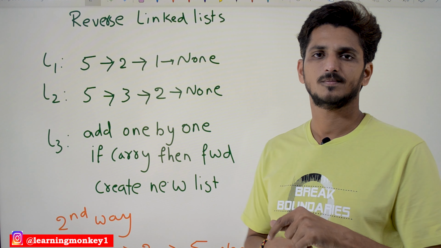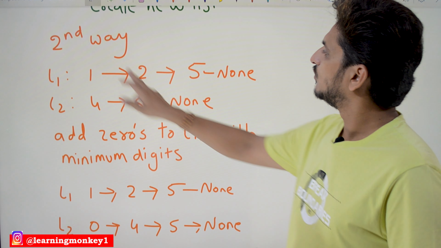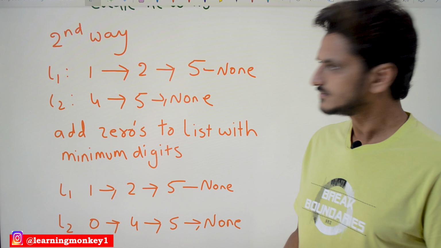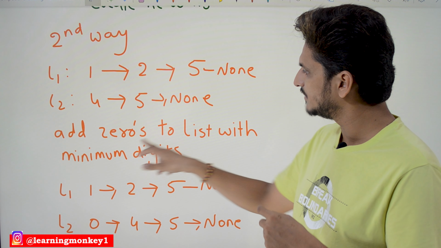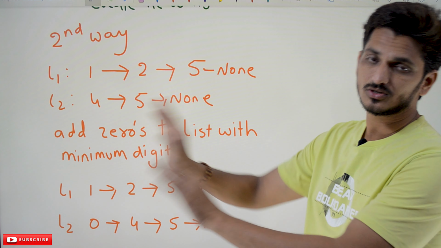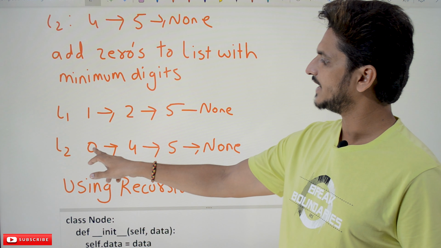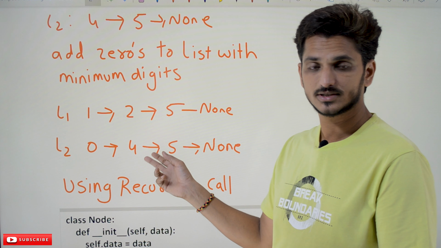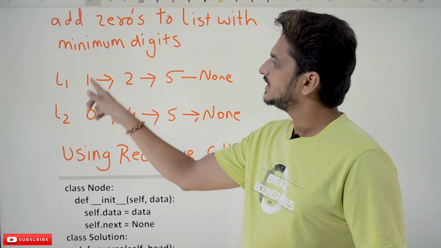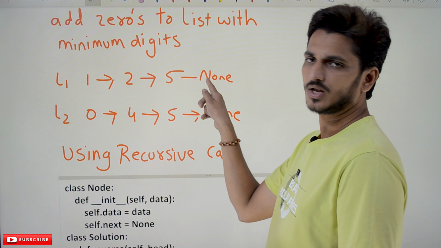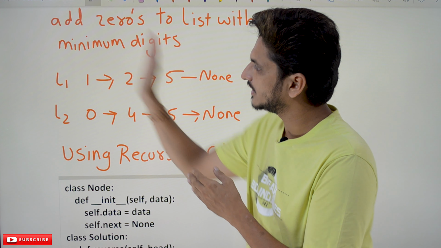The second way is also important in linked lists. See, 125 and 45. In 125 how many digits are there? 3 digits. Here 2 digits. Take the one with the minimum digits and add leading zeros to that list. Means 125 plus 045; 45 is written as 045. Now see, from here to here, here to here, here to the last. This is the last node, none. We have to move and keep on adding back.